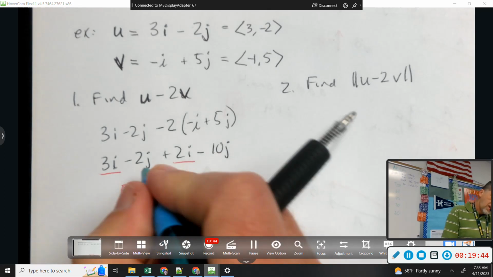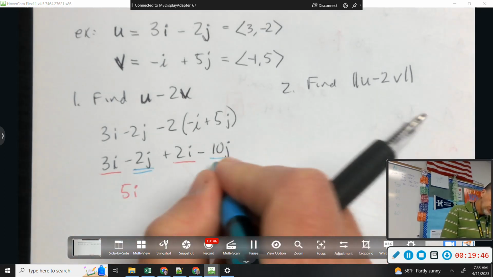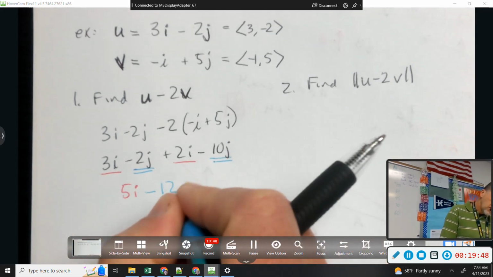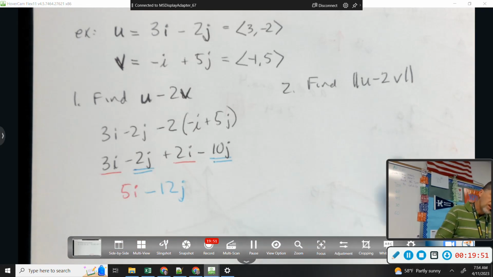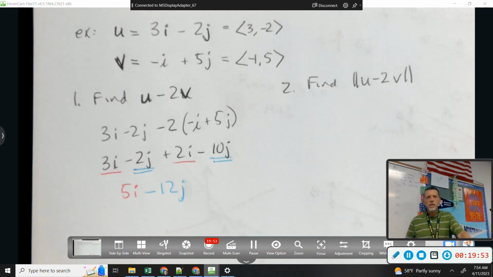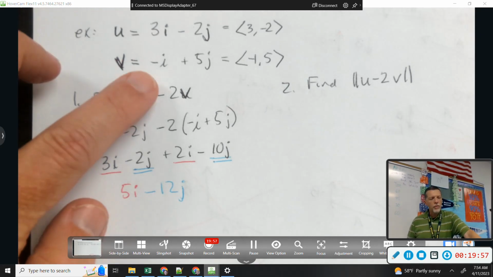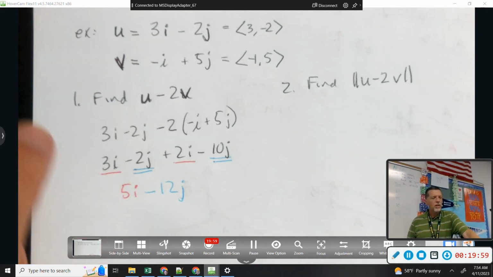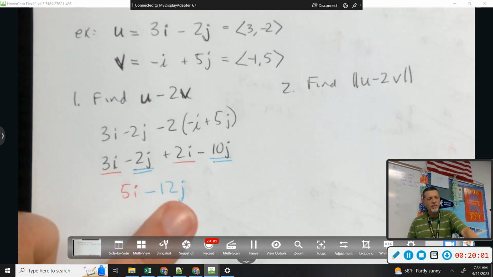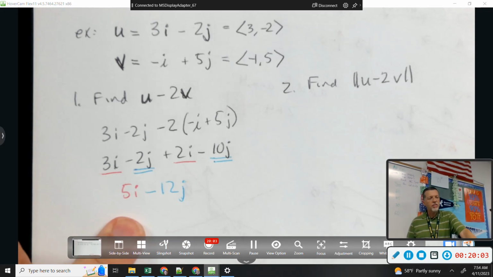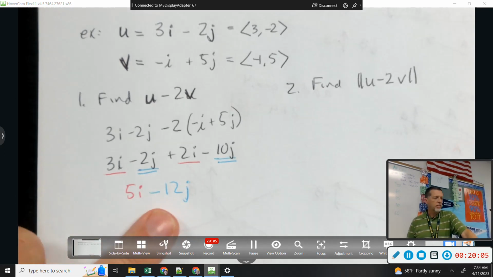5i minus 12j. And that's our answer. So if we traveled u and then traveled backwards v twice, we would have gone 5 to the right and 12 down. 5 in the x direction, negative 12 in the y direction.